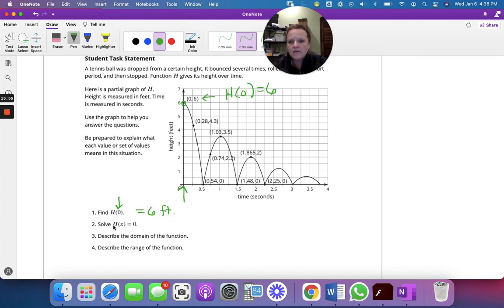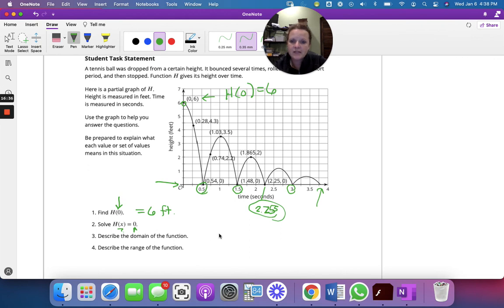And then solve h of x equals 0. So when the output is 0, what is the input? All right, so here my output is 0. What is my input? Let me erase this. When my output is 0, what is my input? Well, my input can be 0.5, 1.5, 2.25, 3, or whatever that value is.